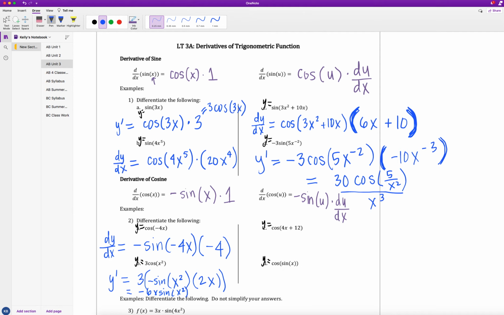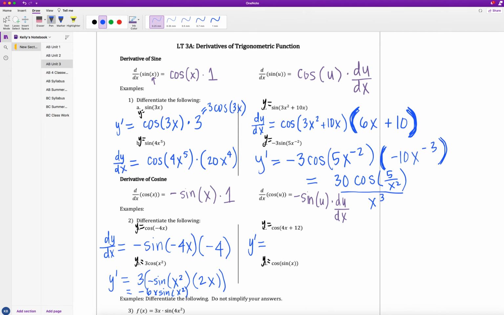Let's look at example C. So in example C, we have y equals cosine of 4x plus 12. Why don't you guys pause the video and find the derivative for the function in example C. So let's check our derivative. I'm going to call it y prime. I could also call it dy over dx. I have cosine of 4x plus 12.